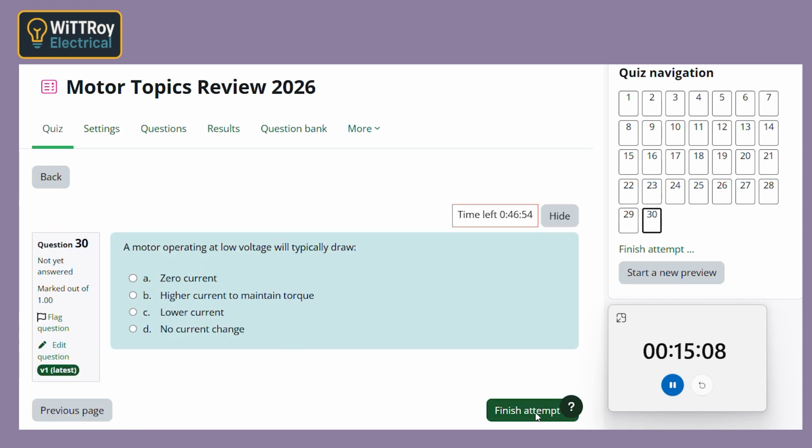Question 30. A motor operating at low voltage will typically draw what? Higher current to maintain torque. Correct. This is one of the most important trap questions in motors. Yeah, because it feels like lower voltage should mean lower current. That's exactly why students get caught.